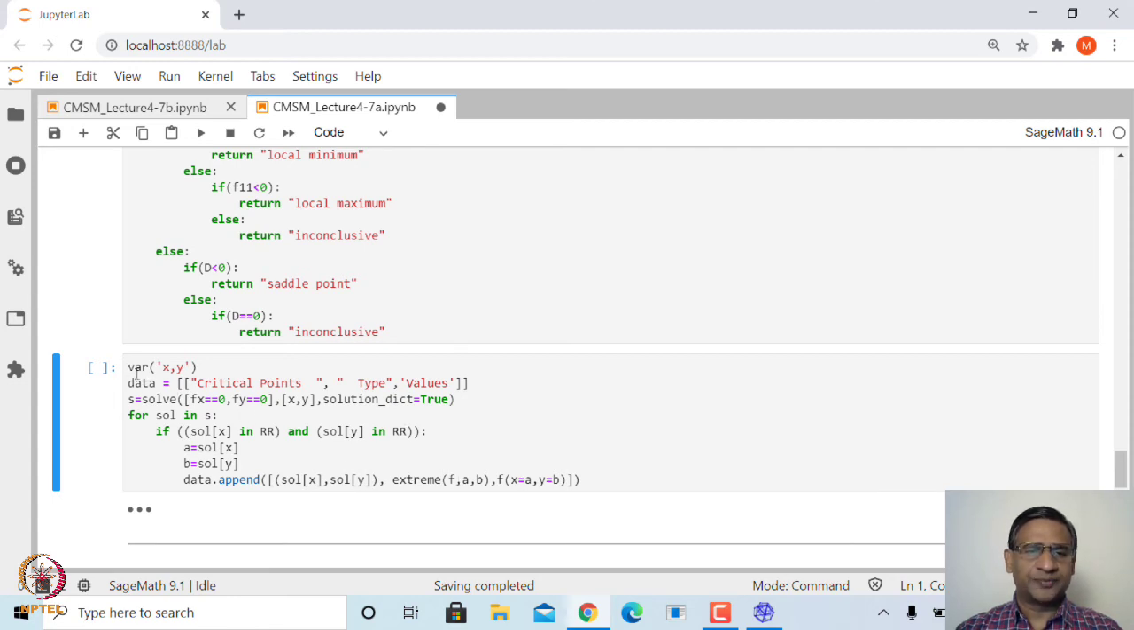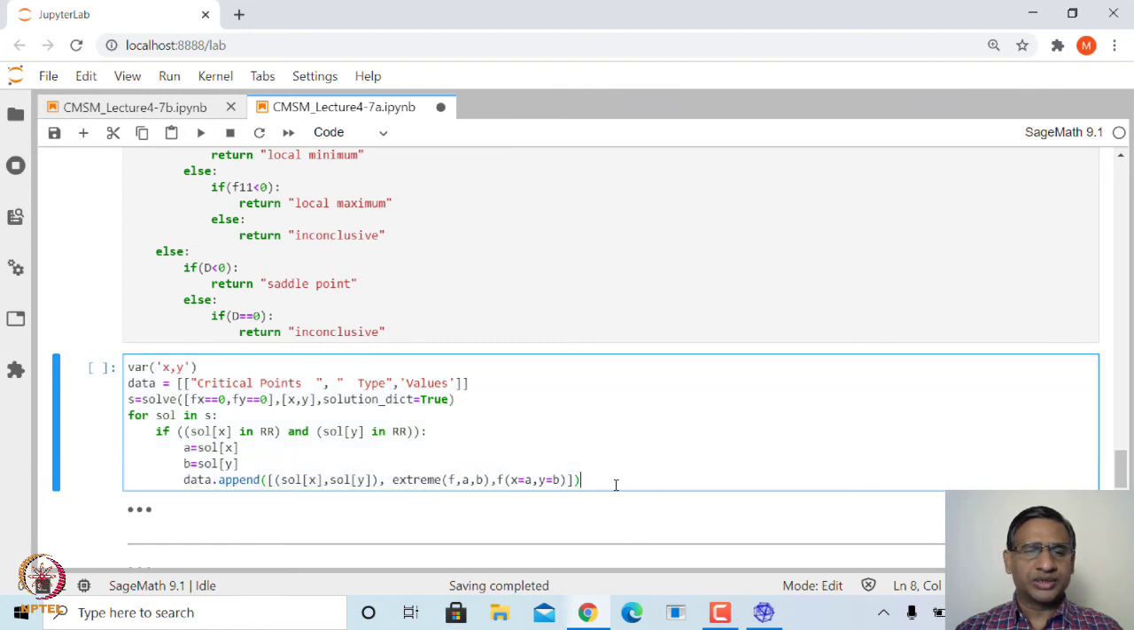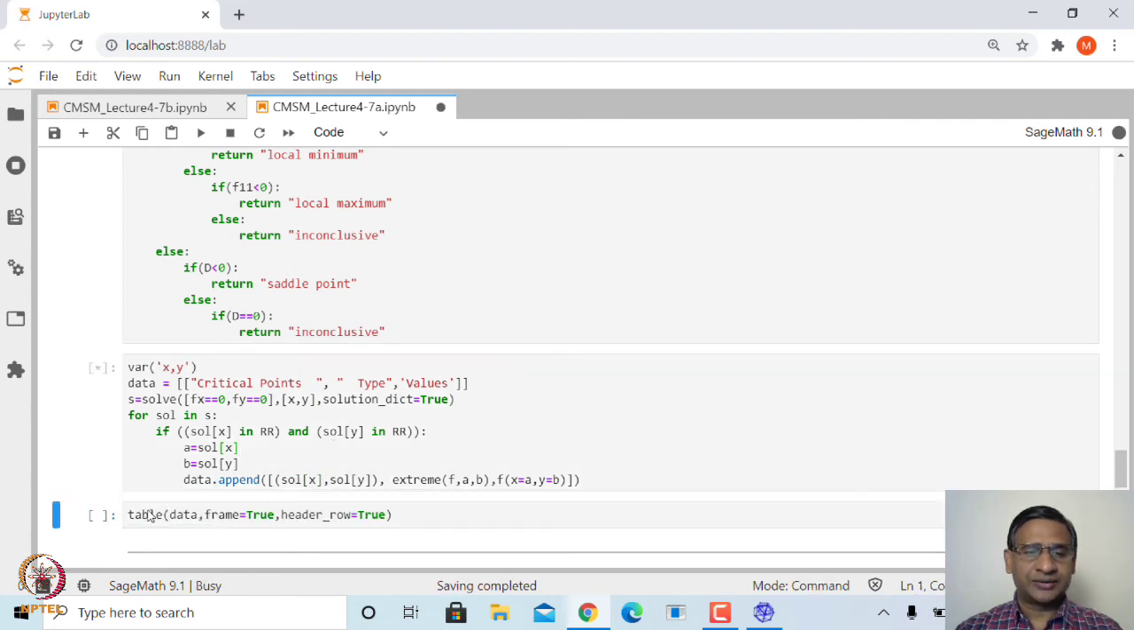So this is a small loop. What is it doing? It is creating a table of critical points, the type of each critical point and the value. First you solve this into a dictionary, and then for each solution inside the dictionary, you check whether the solution is real or not, because if it is not real, then it is not a critical point. Then define a to be the x coordinate, b to be the y coordinate, and append that into the data. This is the data we are creating, and after that you print the data.